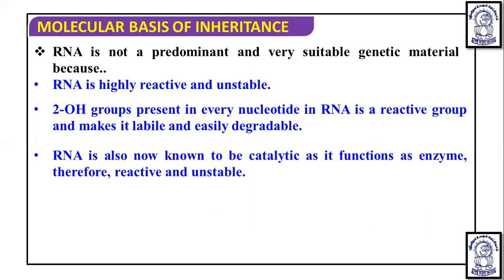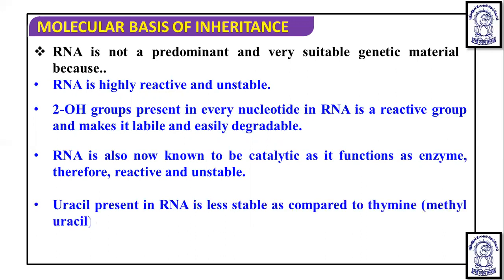RNA is also now known to be catalytic. It has some catalytic role also. It can speed up some reactions as well. So it functions as an enzyme, therefore it is reactive and unstable. And uracil is present in RNA, which is less stable as compared to thymine, that is, methyl uracil of DNA.